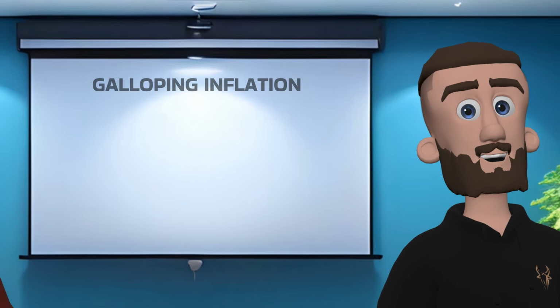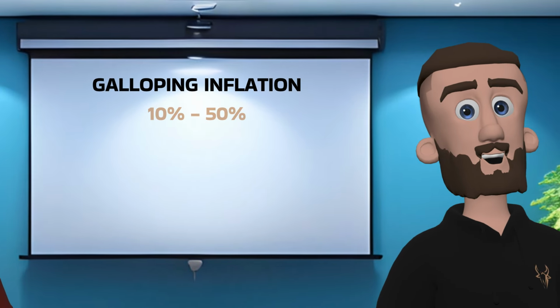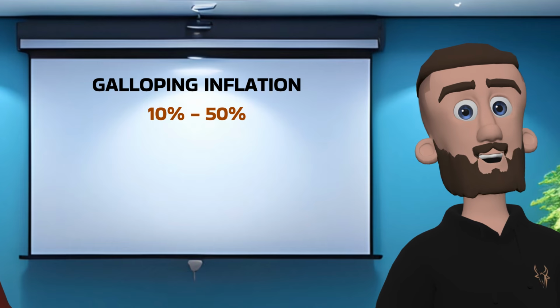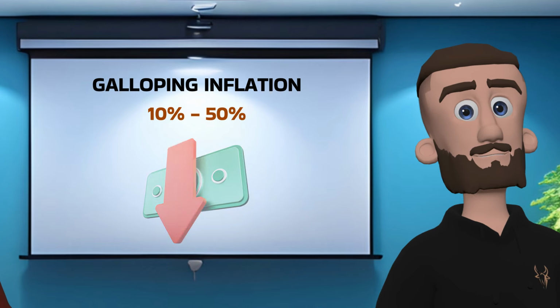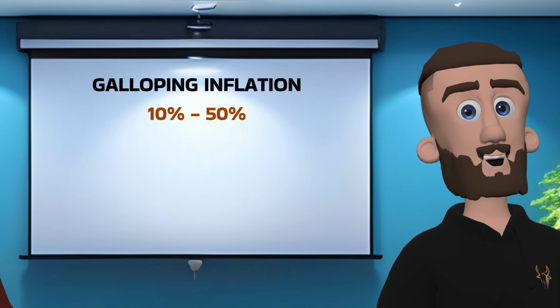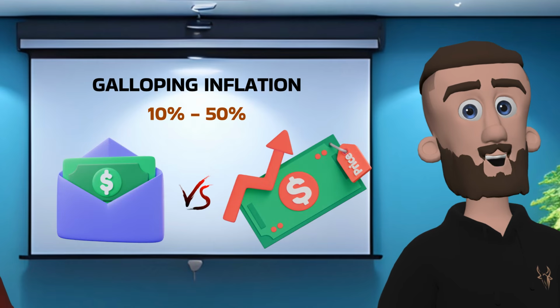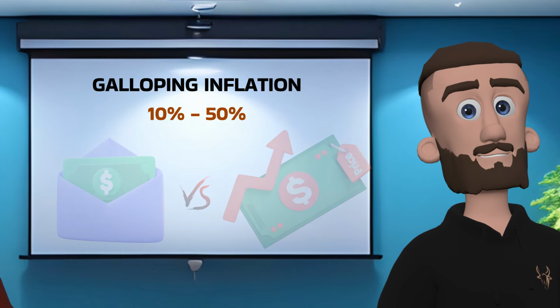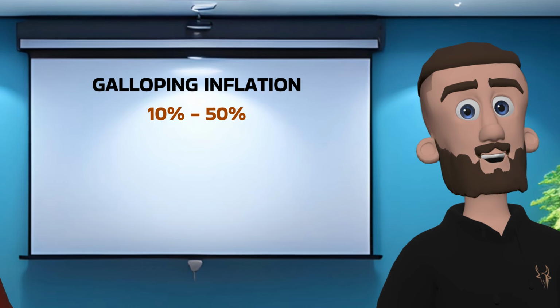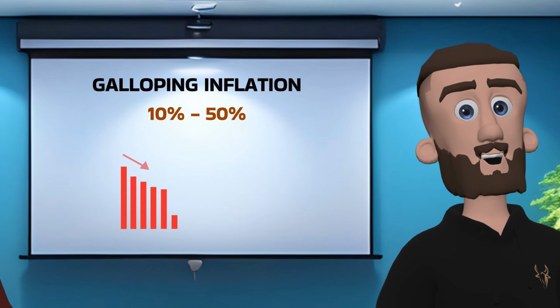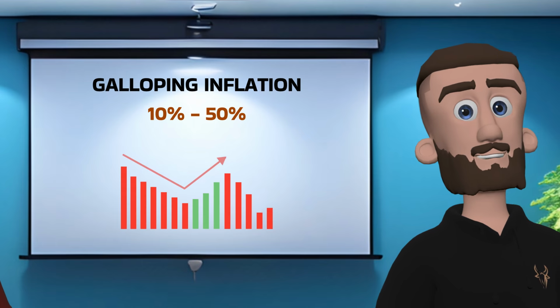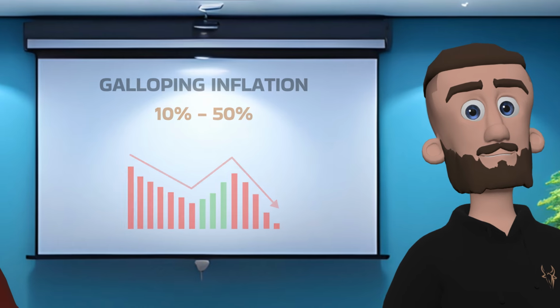Next is galloping inflation, with a rate between 10% and 50%. High inflation creates significant economic uncertainty. The purchasing power of money declines rapidly, leading to a drop in living standards, as wages usually don't keep pace with rising prices. People may begin hoarding goods to protect against future price increases, worsening inflation further. Companies may struggle with planning and investments, slowing down economic growth.